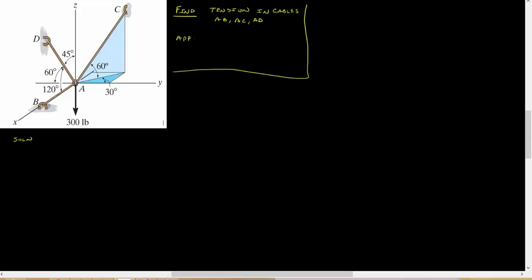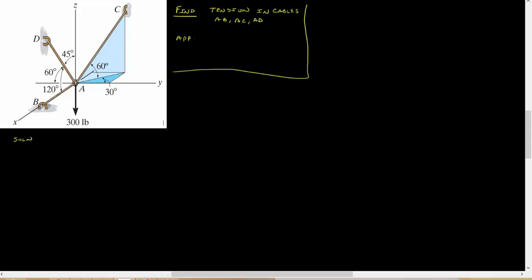Continuing chapter 3.4, we are looking at example F3-10, page 111. We have a force being pulled on this ring here at 300 pounds, and cables AB, AD, and AC are all holding whatever's being pulled down in equilibrium.